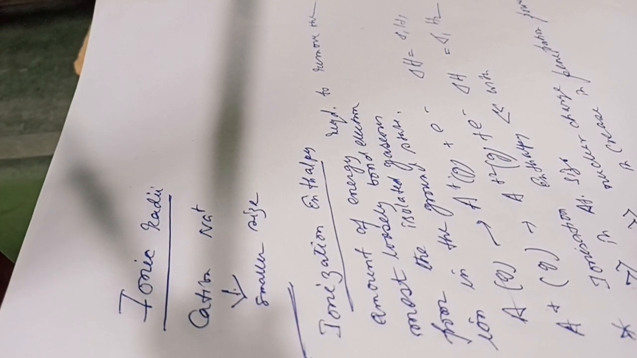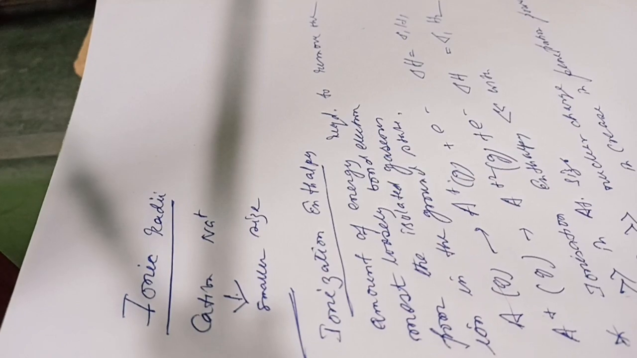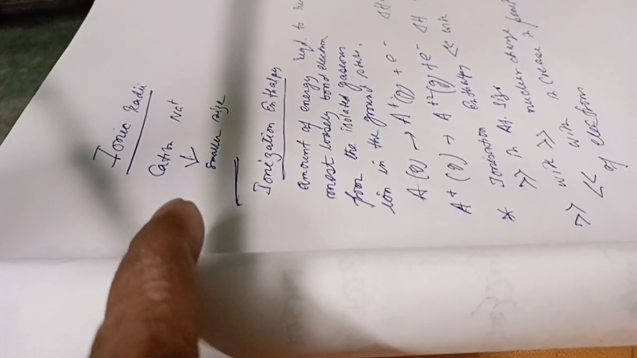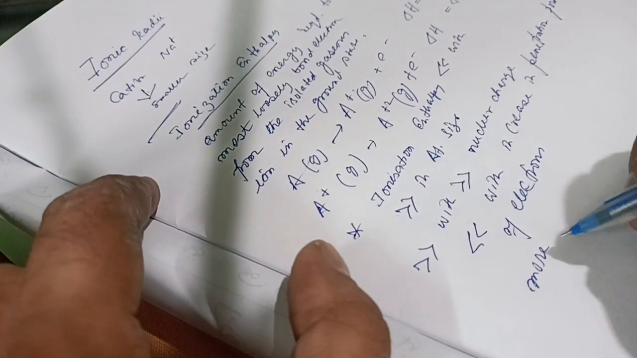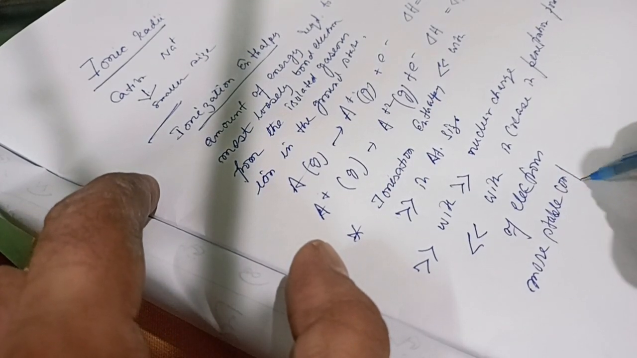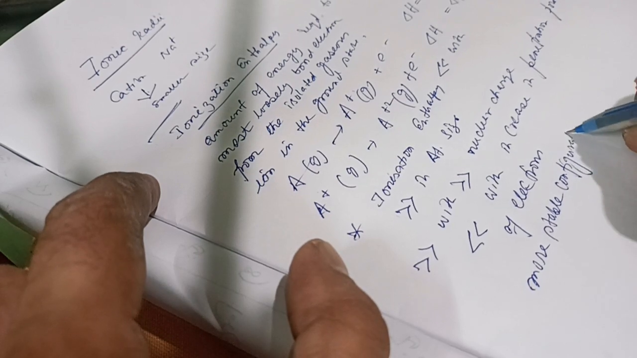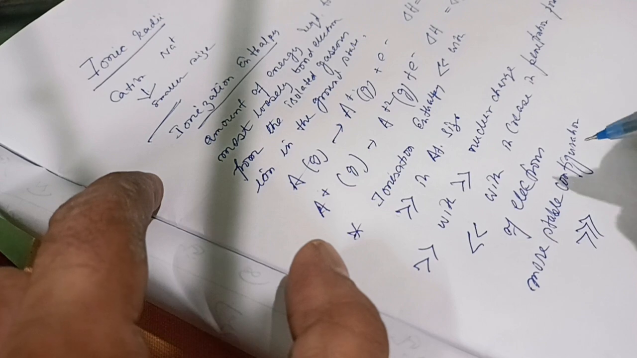An atom having a more stable configuration has a high value of enthalpy. So more stable configuration means very high enthalpy.